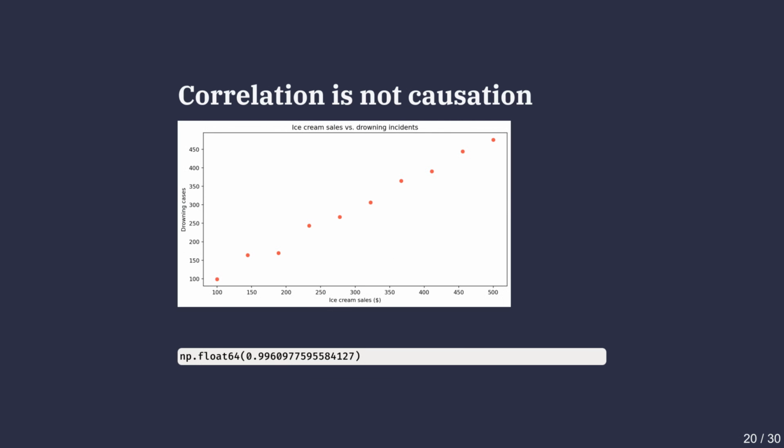Correlation doesn't imply causation. Let's look at this scatter plot, which shows a linear relationship between ice cream sales and drowning incidents. The correlation is almost 1. However, just because there is a strong correlation doesn't mean that one is causing the other. This kind of correlation is called spurious correlation. Something else might be driving this effect between drowning cases and ice cream sales.